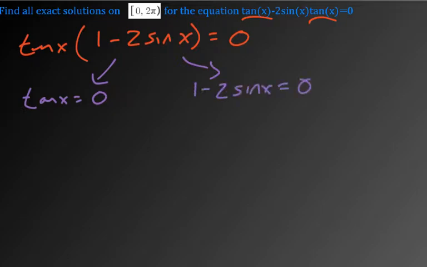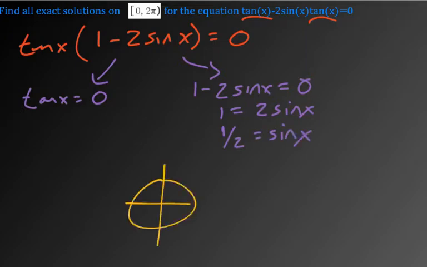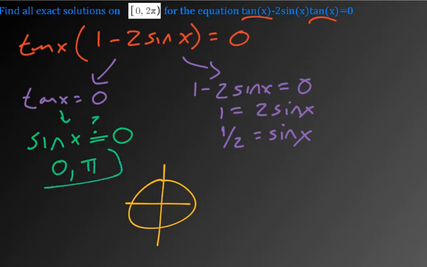I'm just going to work with this one on the right for a second. This is the same as 1 equals 2 sine x, or 1/2 is sine x, right? Go to unit circle stuff. Tangent is equal to 0 when sine is equal to 0, right? Because tangent is just sine over cosine. So honestly, this becomes the question, when is sine equal to 0? And we literally just did that in the last problem. It was 0 and pi.